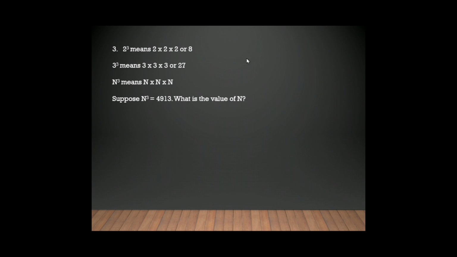Now if anybody doesn't know the meaning of cube, this cube or 2 to the power 3 is nothing but multiplying the same number with itself 3 times. That is called 2 cube. Similarly here n is getting multiplied 3 times and it is giving us the answer 4913. Now what is the value of n that we need to find?